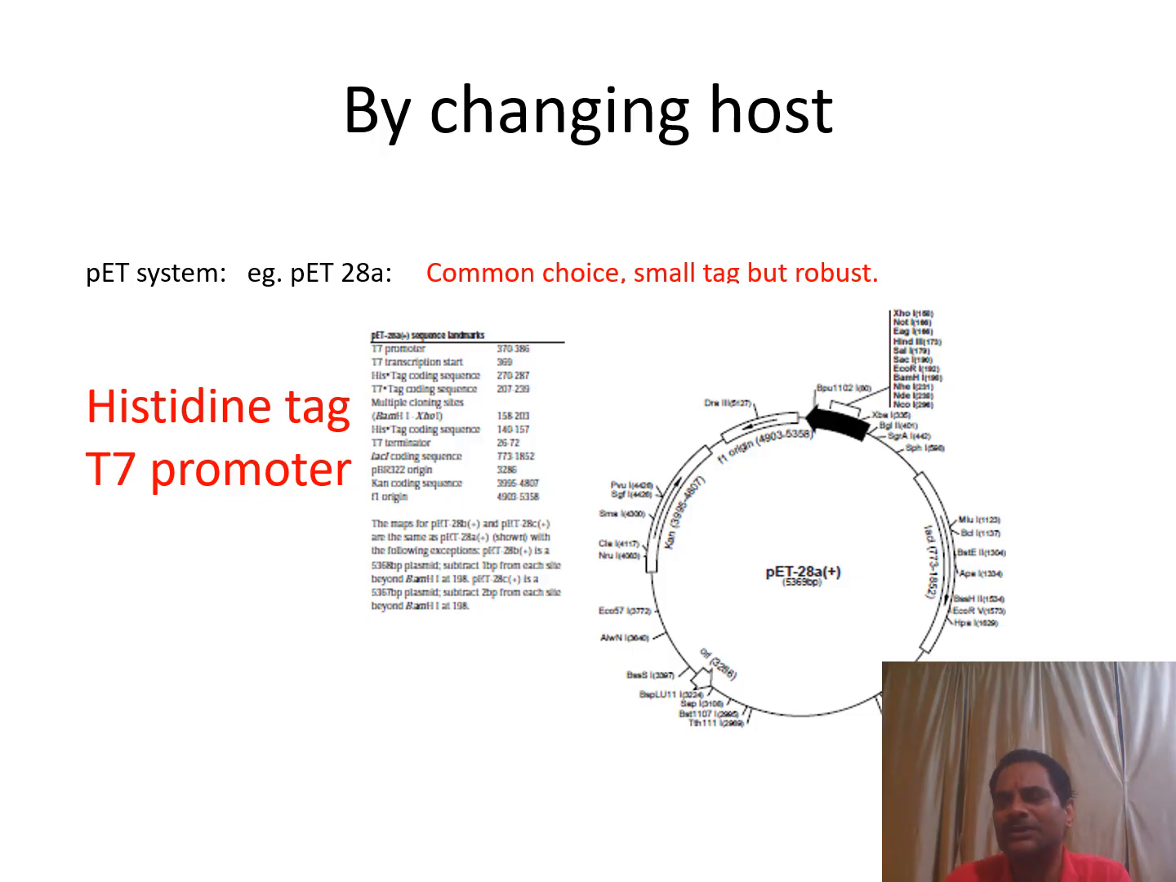So if you are using the BL21 strain for production of recombinant protein and your gene is cloned in the pET28 vector, you will not get protein, because none of the E. coli RNA polymerases will recognize it. So there is no transcription, no translation, no protein production.